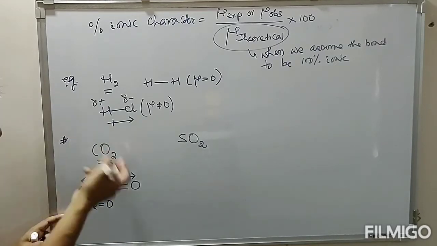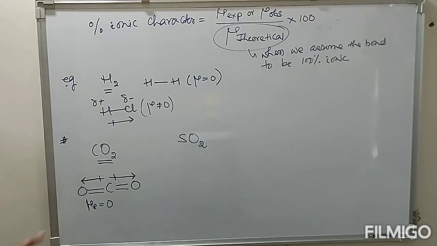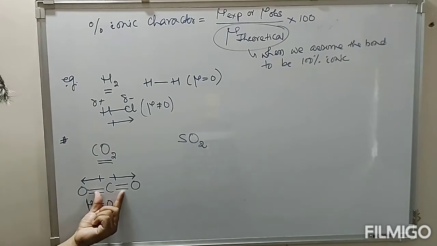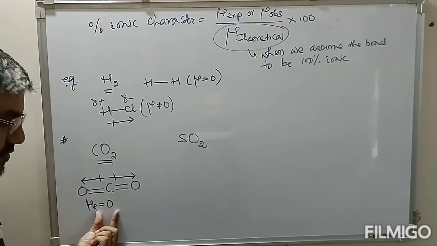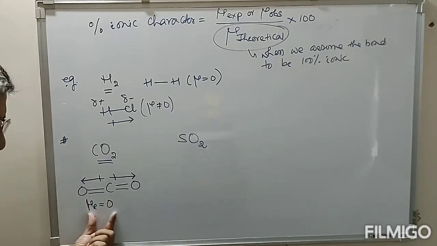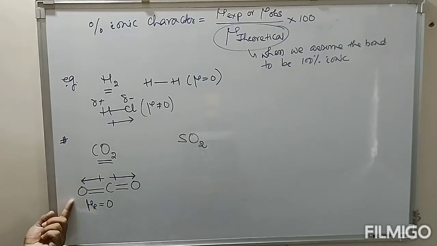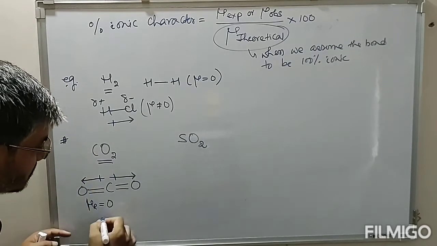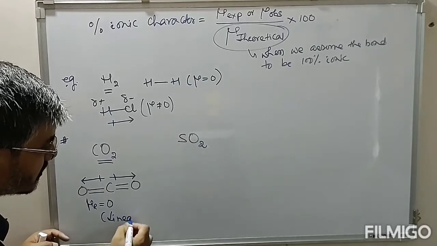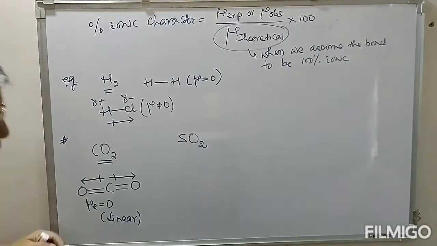So look at this carbon dioxide molecule. Though the molecule contains two dipoles or bond moments, the resultant comes out to be 0. Hence the dipole moment is 0, so the molecule is linear. So dipole moment is 0 only when the molecule assumes linearity.